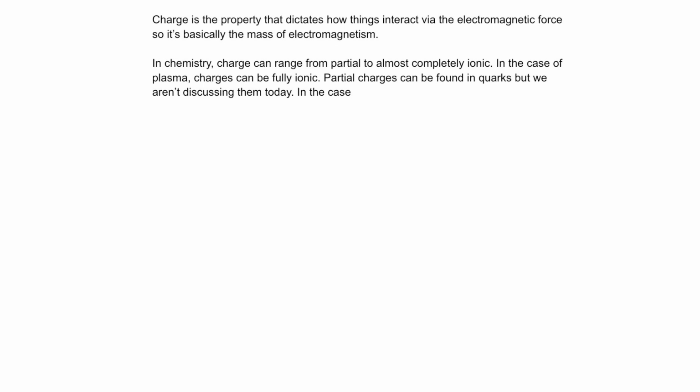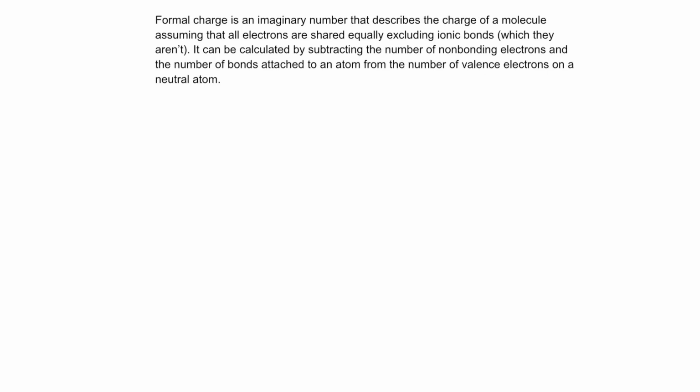Partial charges can also be found in quarks, but we're not discussing that because this is not a quantum physics lecture. Formal charge is an imaginary number that describes the charge of a molecule, assuming that all electrons are shared equally, excluding ionic bonds, which they obviously aren't. Also, it assumes that the structure of the molecule is exactly how we expect, which often isn't the case. It can be calculated by subtracting the number of non-bonding electrons and the number of bonds attached to an atom from the number of valence electrons on a neutral one of those atoms.